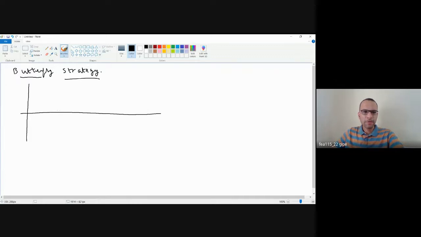So in butterfly, we'll have three levels. One is K1, another is K2, and the third is K3. Here we'll be using call options. So we have a call which is purchased at K1, a call which is purchased at K3, and two calls which are sold at K2.